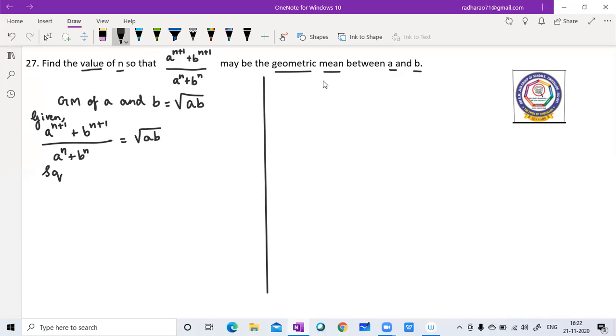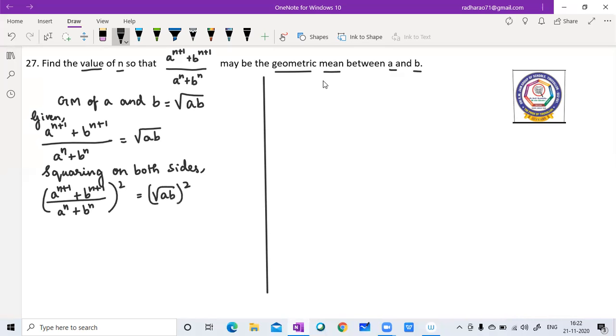To solve this, there is a square root on this side, so you have to square it on both the sides to remove the square root. So the left hand side will be squared: (a power n plus 1 plus b power n plus 1) by (a power n plus b power n), the whole square, is equal to root ab the whole square.